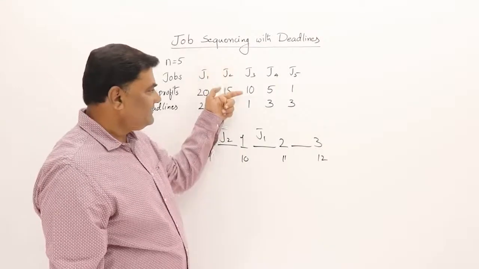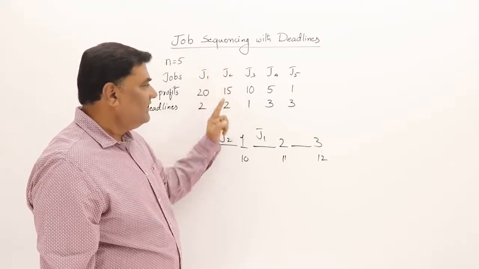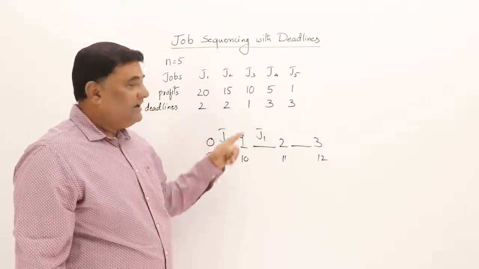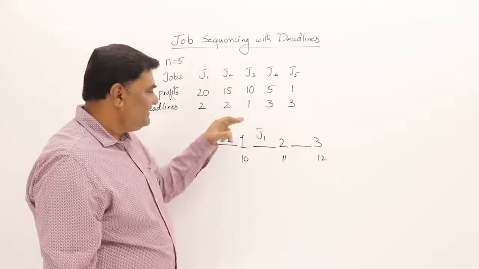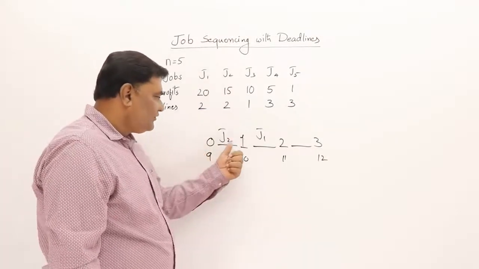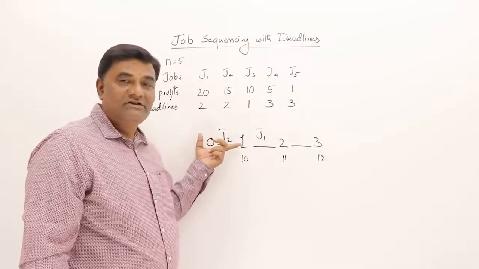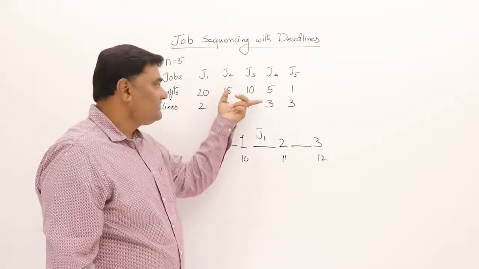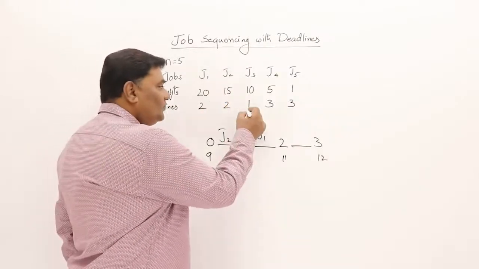Now let us select the next job, the third job. Its deadline is 1. Can we do it? Let us see. 1 means 0 to 1, within this one. No, this slot is already gone. So this job is rejected. We cannot do this job.